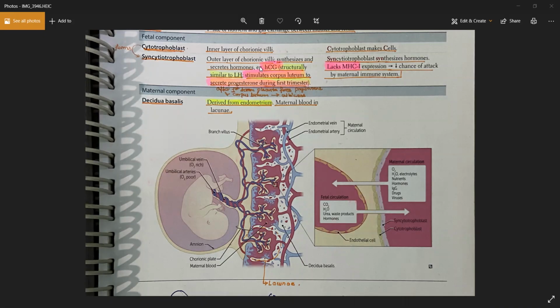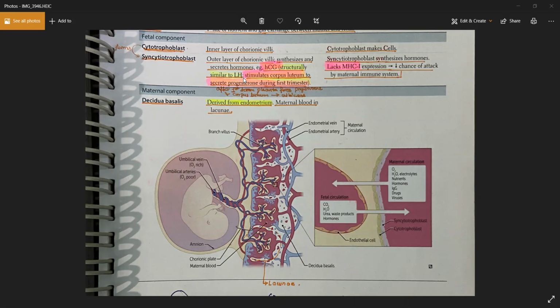And this beta HCG is similar to luteinizing hormone, which maintains the corpus luteum in the first trimester. Now, after this first trimester, the syncytiotrophoblast takes over the function of releasing the progesterone. Before the first trimester, it was the corpus luteum, and the beta HCG released by the syncytiotrophoblast will be stimulating it. Is that okay?